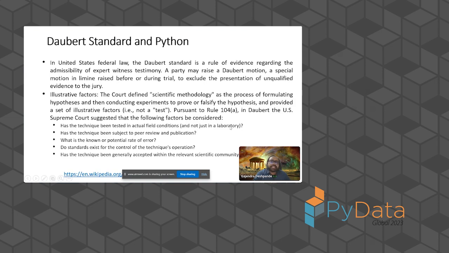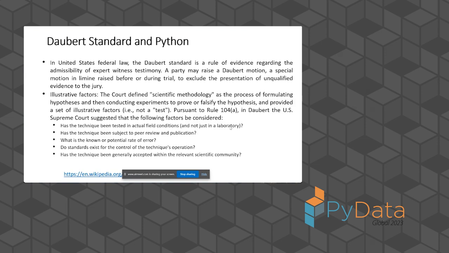Okay. So next we are going to see the Daubert standard and Python. In United States federal law, there is something called the Daubert standard. It's also called the rule of evidence, and it's regarding the admissibility of expert witness testimony. Here a party may raise a Daubert motion, a special motion in limine, raised before or during trial, to exclude the presentation of unqualified evidence to the jury.